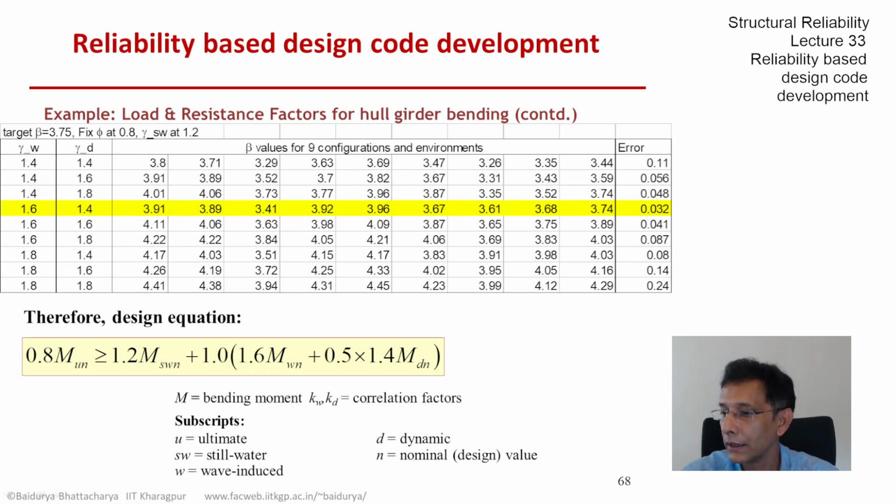And for your reference, I have given all the definitions of the loads and the subscripts once again. So this would be the process in which we could find a design equation involving partial safety factors that over a large range of design situations for a class of structures or structural elements would, on an average, satisfy a given target reliability.